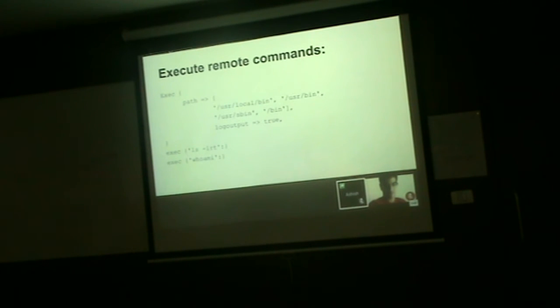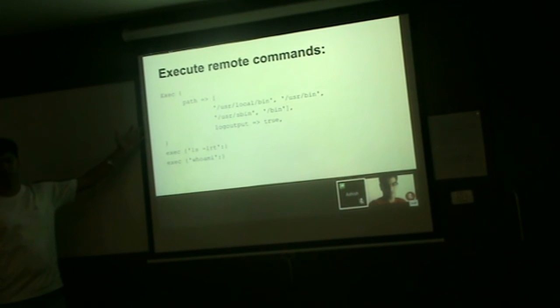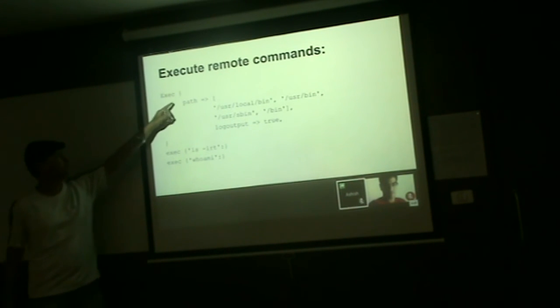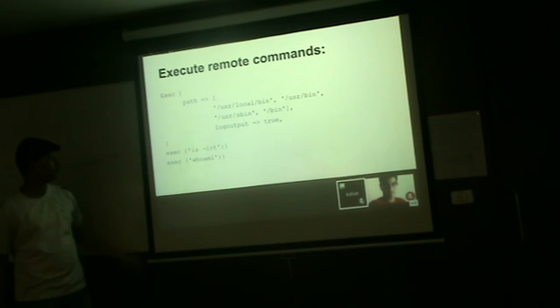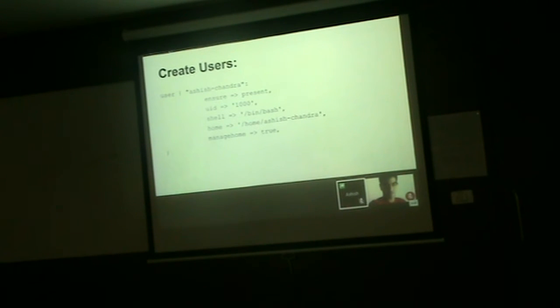For example, if you want to execute some remote commands on some machines, the pattern is exec, then curly braces, and you have to provide the path. This is obviously important and simple. Execute the commands. Same way, creating users, deleting users, or doing whatever you want. I just provided some sample manifests.